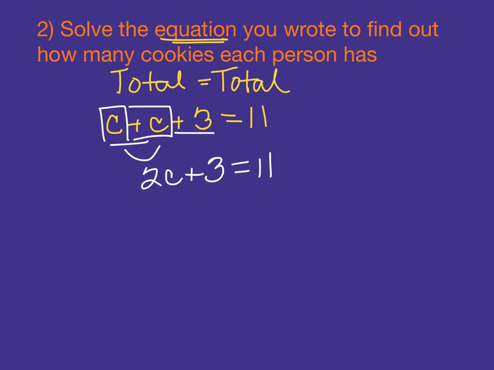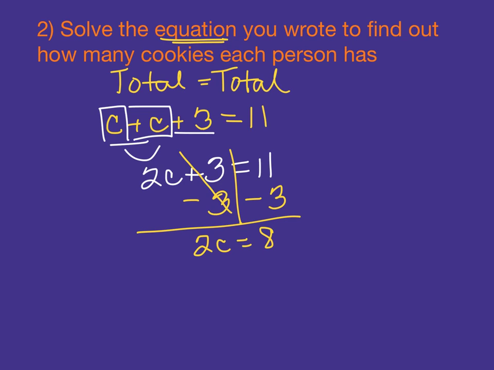So I say to myself always the question, what is the opposite? What's the opposite of plus 3? That, of course, would be minus 3. In order to keep my seesaw even, I need to put a minus 3 on both sides. Plus 3 minus 3 here cancel each other out, and I'm left with 2C equals 11 minus 3 is 8.